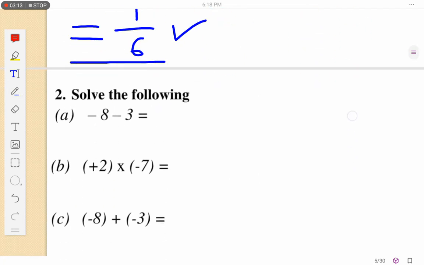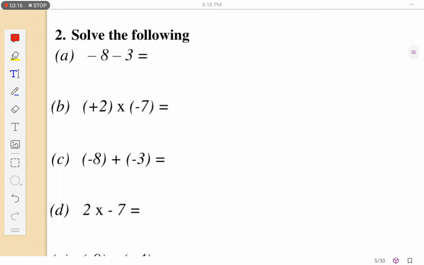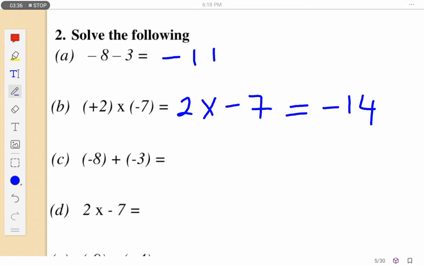Let's move on to some directed numbers. I've got minus 8 minus 3. When we have minus 8 minus 3, we will get minus 11. Then we have plus 2 times minus 7. It's as good as 2 times minus 7, we will get minus 14 there. Then part C, minus 8 plus minus 3, it's as good as minus 8 minus 3, which we got as minus 11.